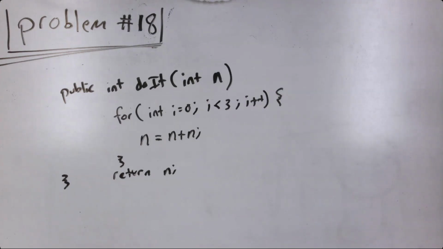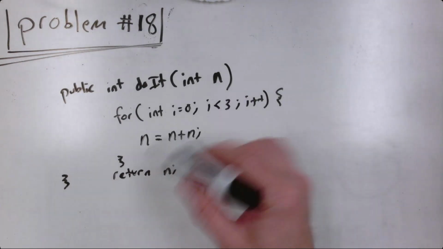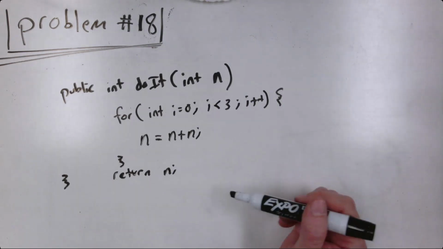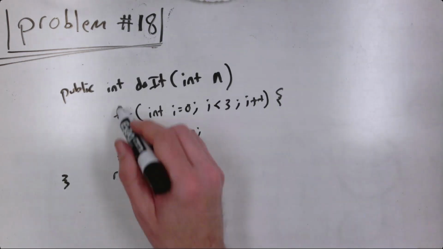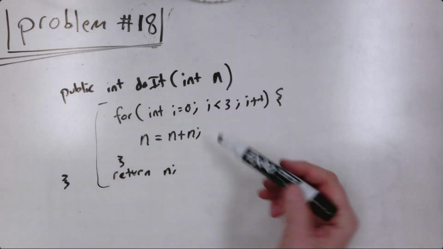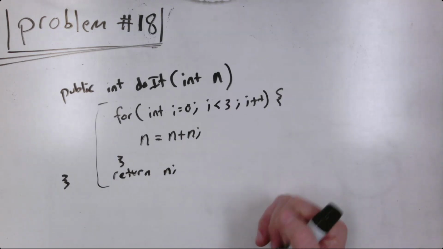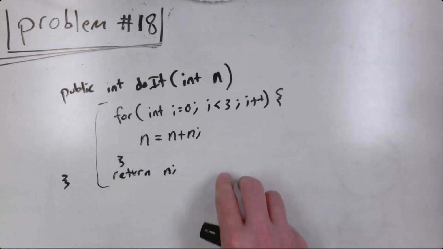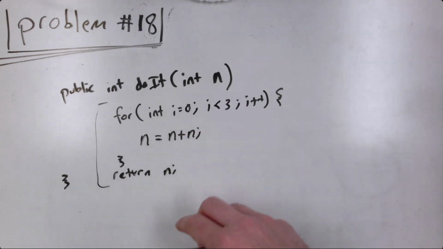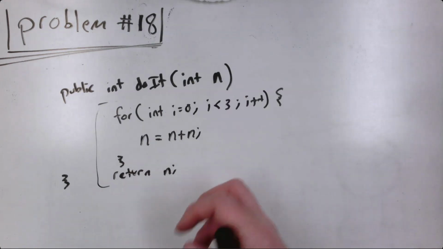Problem 18 was similar to problem 17. So if you didn't watch the video for problem 17, you might want to. The idea is there's a lot of stuff happening step by step in this method, but there's a simpler way of thinking about what effect all of this has on the variable n. And so the question was testing, are you able to code trace it and then figure out how to express this in a simpler way?